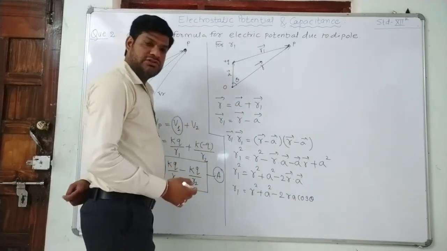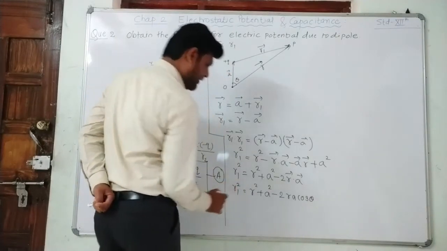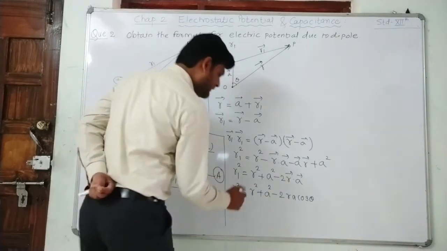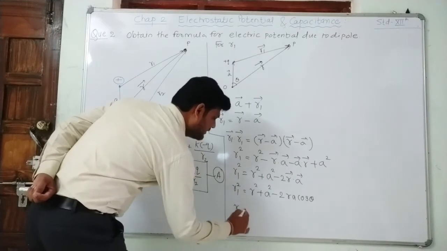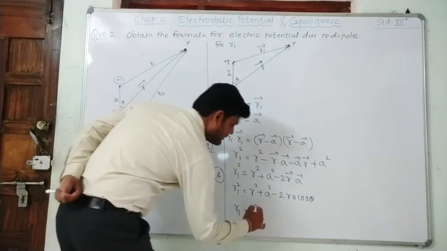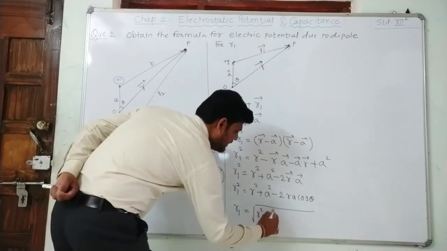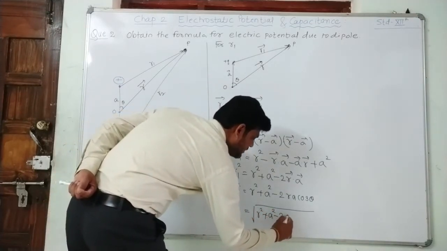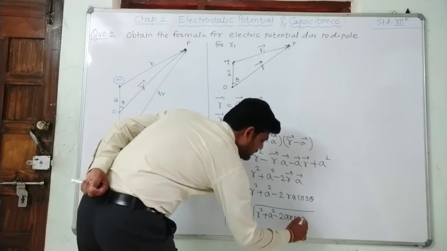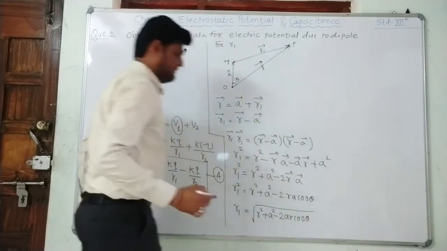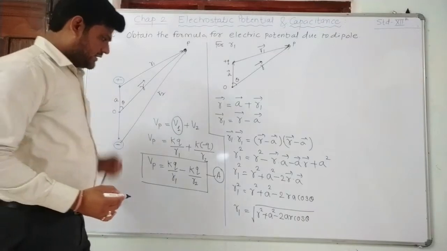Taking square root on both sides, what will we get? r1 equals under root of r square plus a square minus 2 a r cos theta. That we can write. Correct?